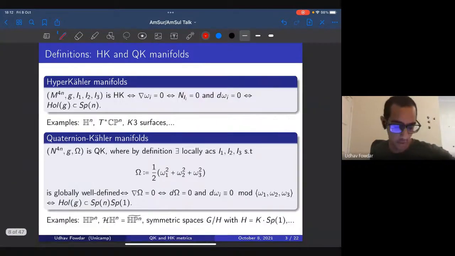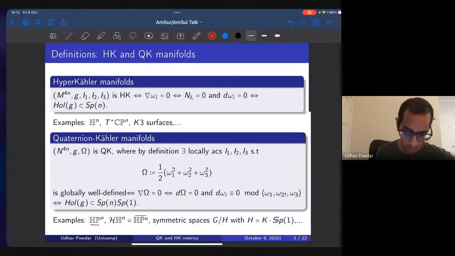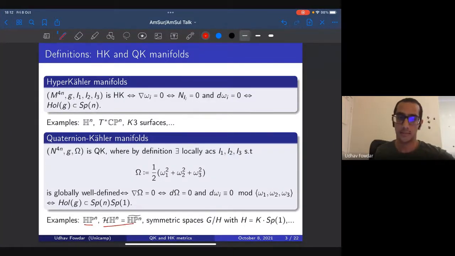Okay, so basic examples one has in mind when we talk about Quaternion-Kähler manifolds are the quaternionic projective space, HP^n, and this is a symmetric space. It has a non-compact dual, which I'm going to call the hyperbolic quaternionic space. So this is non-compact. More generally, symmetric spaces of the form G/H, where H can be written as K cross Sp(1) modulo Z2, are known as Wolf spaces. These are examples of Quaternion-Kähler manifolds. Here this is a subgroup of Sp(n)·Sp(1). And you can see that this is definitely Quaternion-Kähler because this is the holonomy group of symmetric spaces.